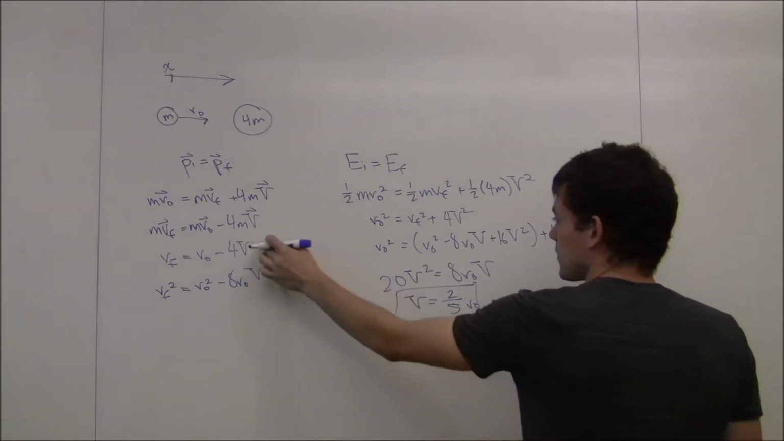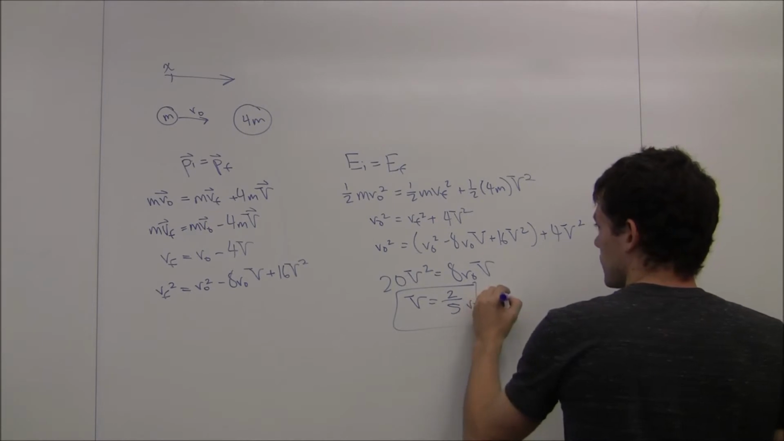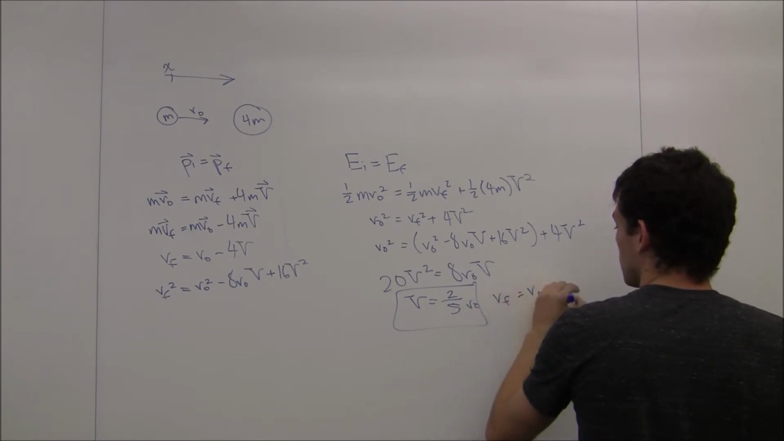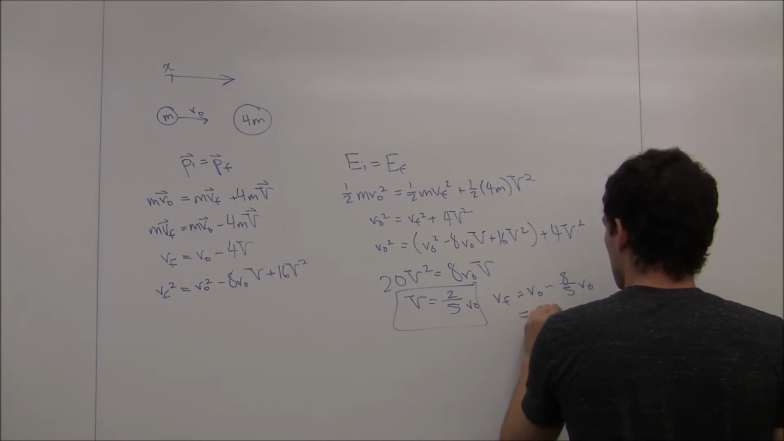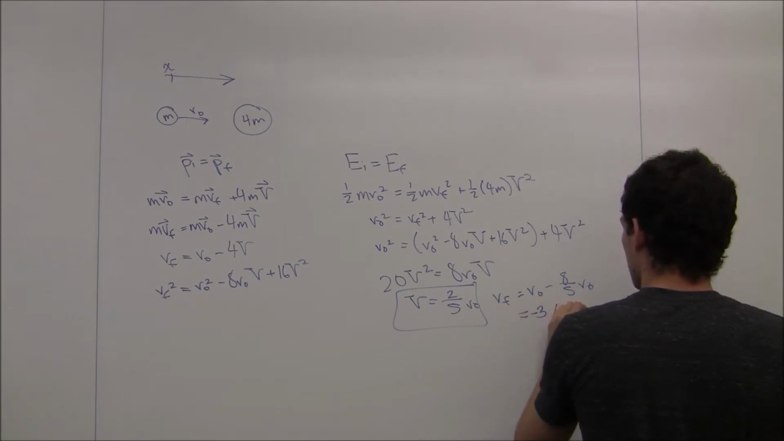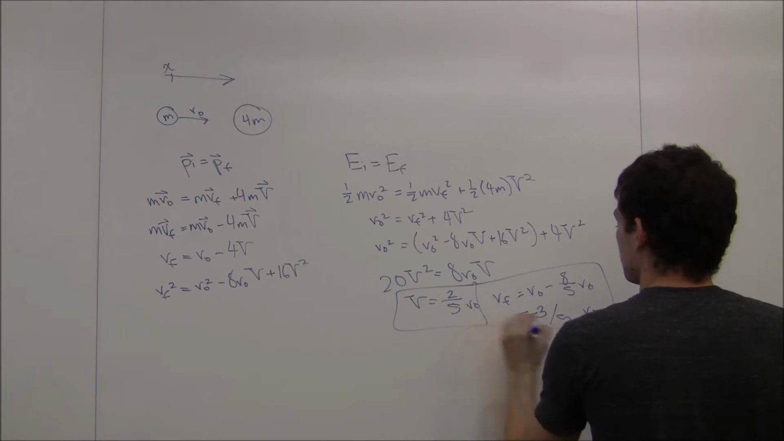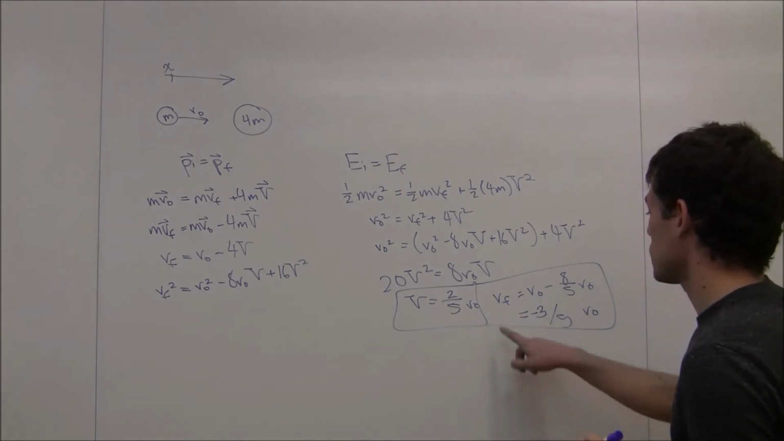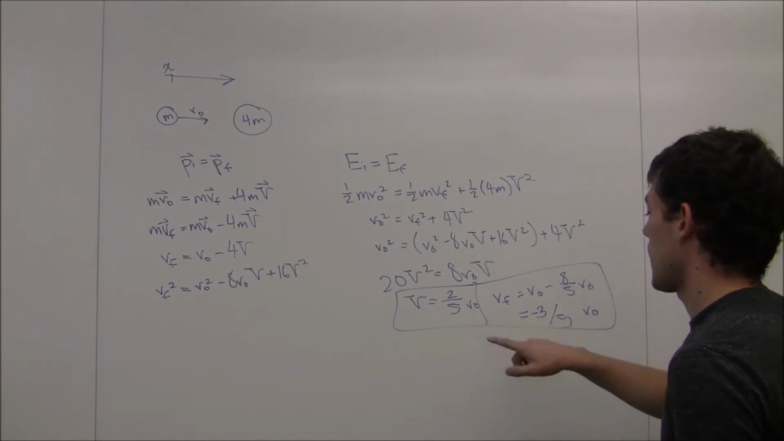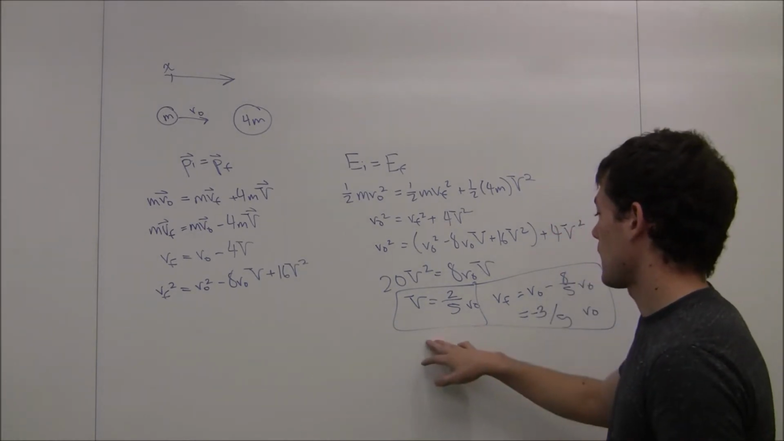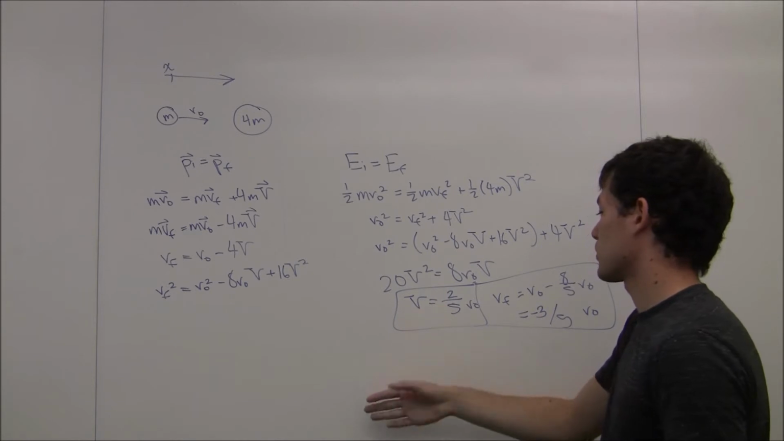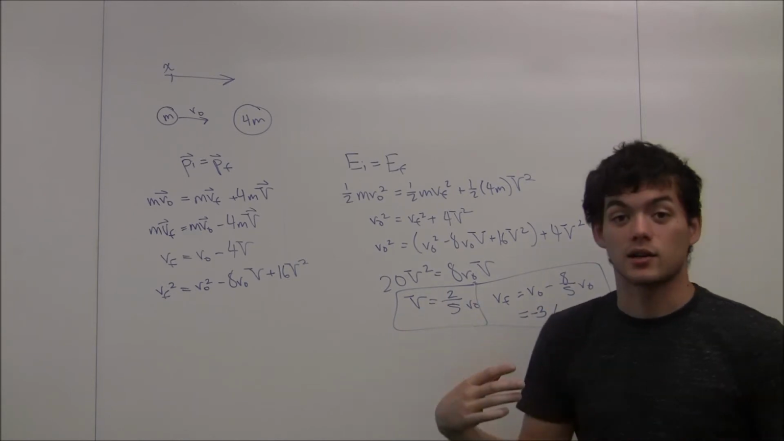Now we can plug this back into this equation. We get V final is equal to V0 minus 8/5 V0 is equal to negative 3/5 V0. So this gives us our final speeds. All this means is that the velocity V final is moving to the left at speed 3/5 V0, and the velocity big V is pointing in the right-hand direction.